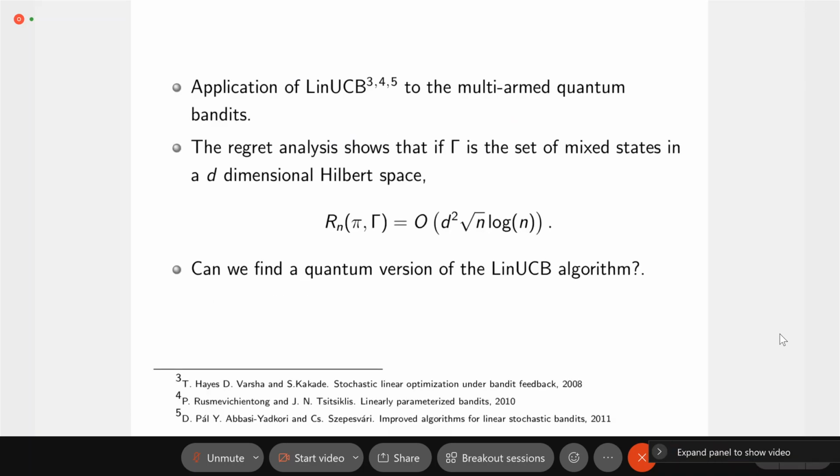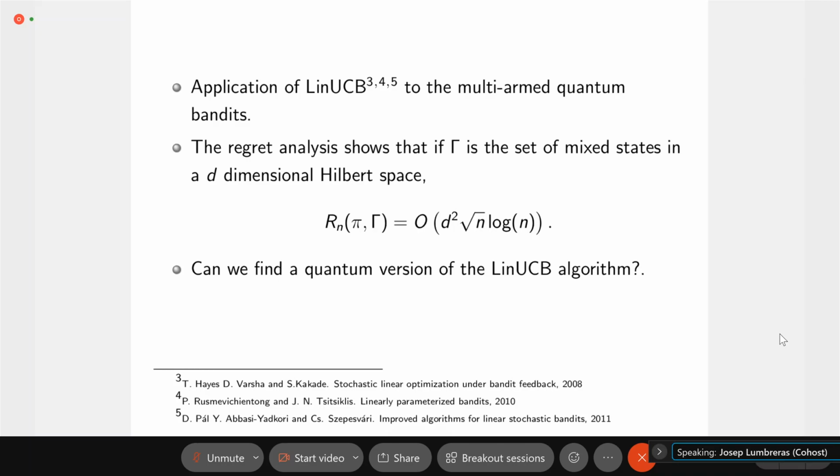So this is just an adaptation of the classical algorithm LinUCB for classical multi-armed stochastic bandits. It's just an application of the classical algorithm, and the scaling that it achieves goes as square root of n, d squared, the dimension, and logarithm of n. So one question that we have here is: can we find a quantum version of this LinUCB algorithm, for example?